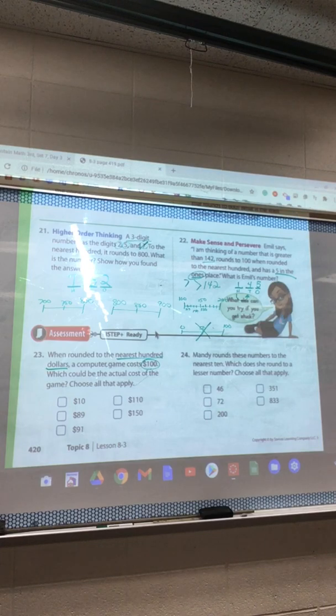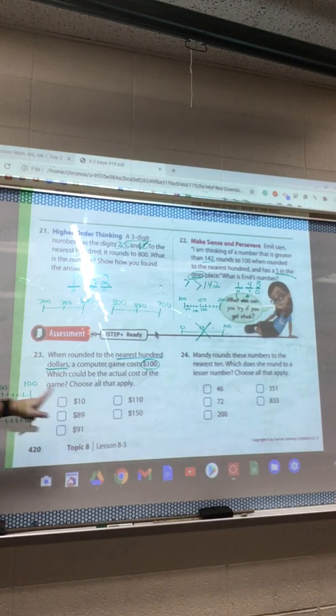Okay, so let's think it through. When rounded to the nearest 100, I could have 0 or 100, where 100 is on the high side. Or I could have 100 and 200, where 100 is on the low side. 10, 20, 30, 40, 60, 70, 80, 90, 110, 120, 130. Oh, I forgot the 50. 140, 150, 160, 170, 180, 190, 200. Okay, so let's put our numbers in there.